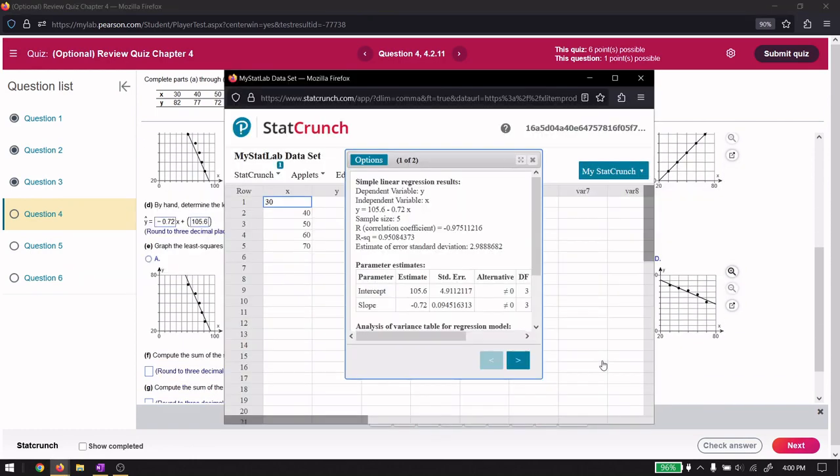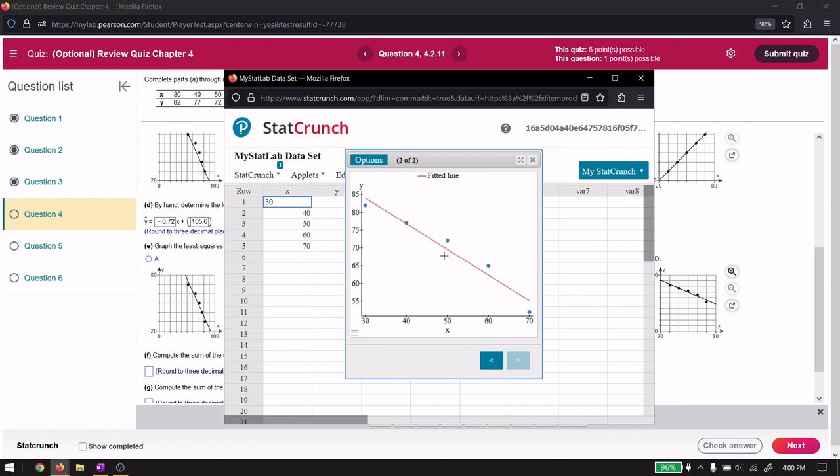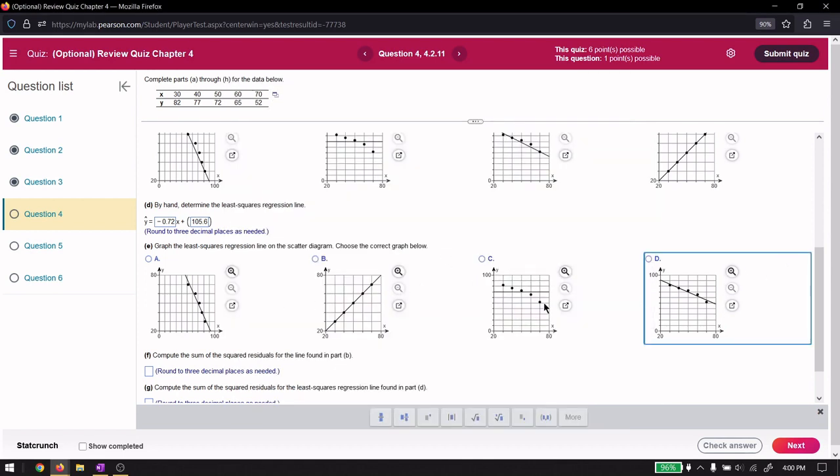Okay, it's already plotted, so I can just look at this graph to see what it looks like. You see, it almost hits the second point, but it does not hit this third point. So that's going to be, looks like this one right here.